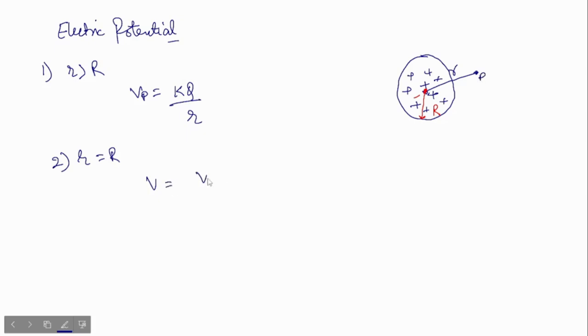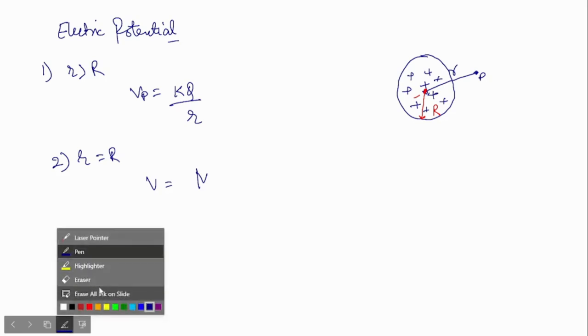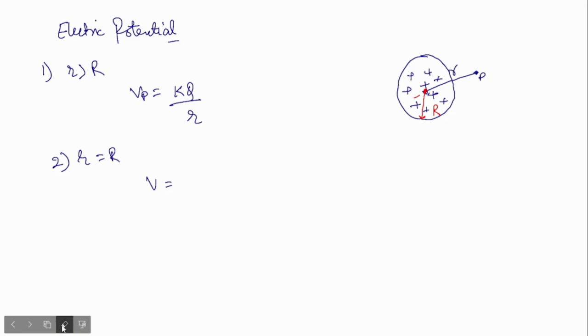V will be kq by R. You do it by the same approach. I have done it for the hollow non-conducting or hollow conducting sphere.